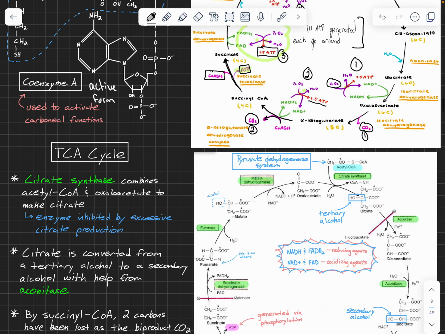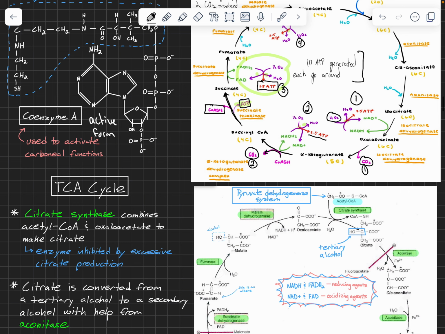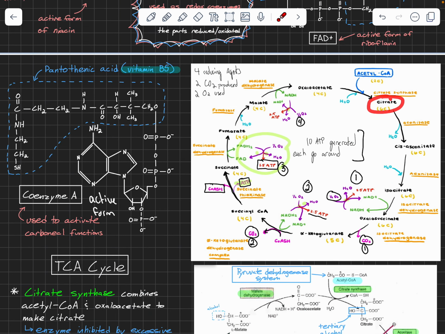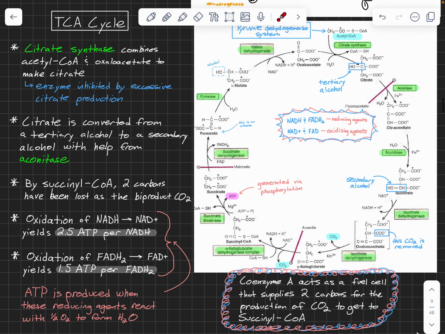All right. Citrate synthase combines acetyl-CoA and oxaloacetate to make citrate. And what I want you guys to see is this enzyme is inhibited by excessive citrate production. So if we have too much citrate being produced and it's not being used through the TCA cycle, it's going to come back and say, hey, citrate synthase, shut off. We don't need you right now. And it's going to shut it off.